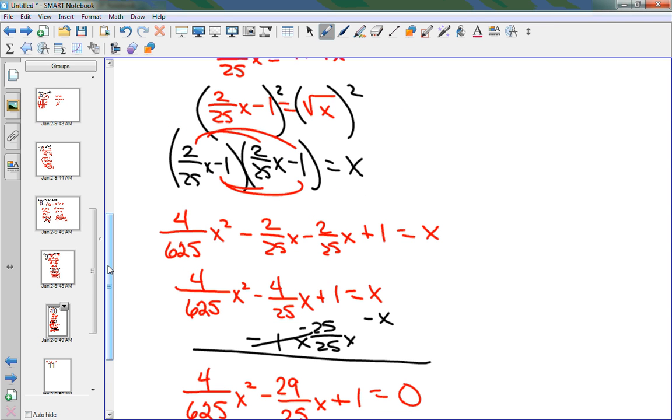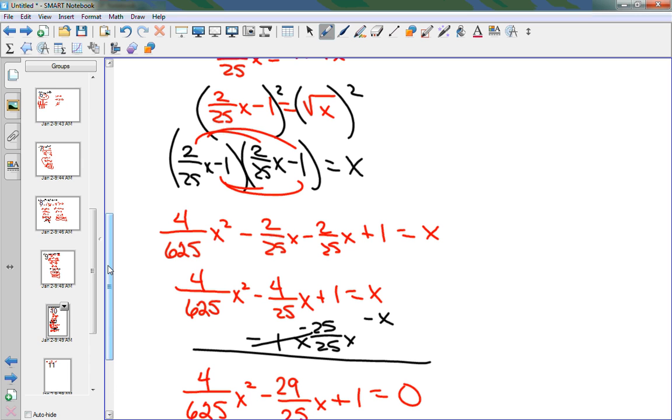I foiled. 2 times 2 is 4. 25 times 25 is 625 x squared. Inner is negative 2x over 25. Outer is negative 2x over 25. And last gives me positive 1.